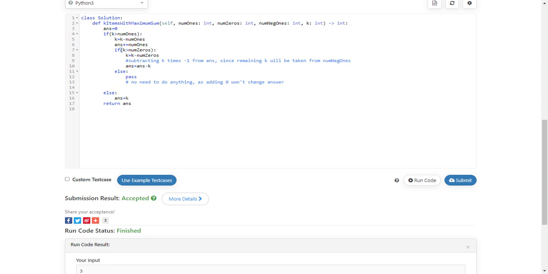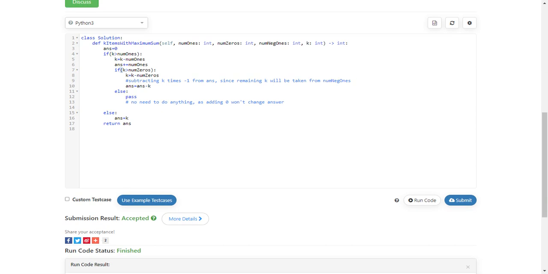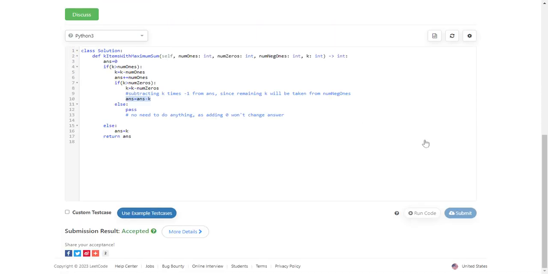Finally, I'm subtracting k from num zeros. Okay. Finally, from k initially I subtracted num ones, then I subtracted num zeros. So whatever remaining is going to be satisfied through num neg ones. That's what I'm subtracting here. See, k into minus one it will be, because num neg ones are minus ones, right? So finally I have to subtract k, sorry, answer with minus k, and that will be the answer. So I will quickly run and show you the code.